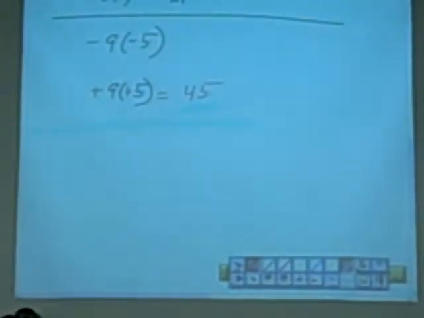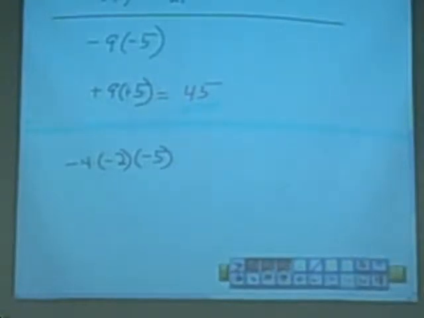Now let's say that we have a negative 4 times a negative 2 times a negative 5. Now without the parentheses, it looks like negative 4 minus 2 minus 5. So you see why you have to have the parentheses there to show that it's multiplication. Okay?